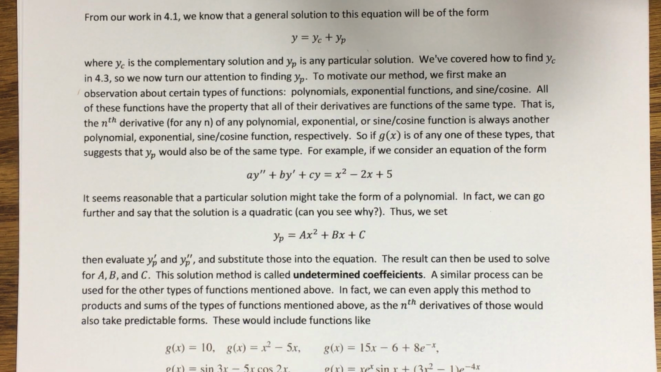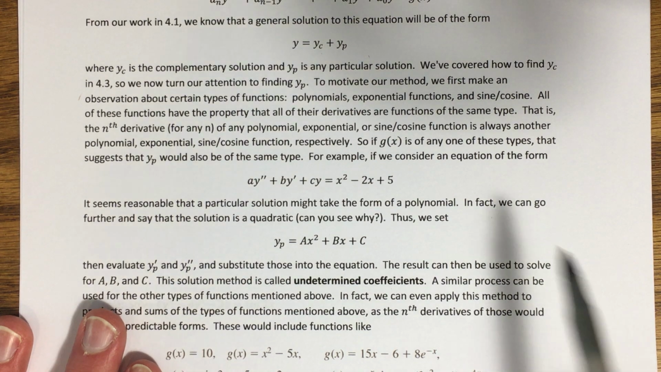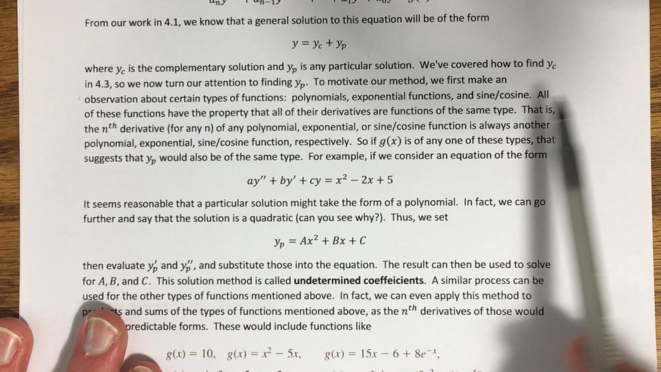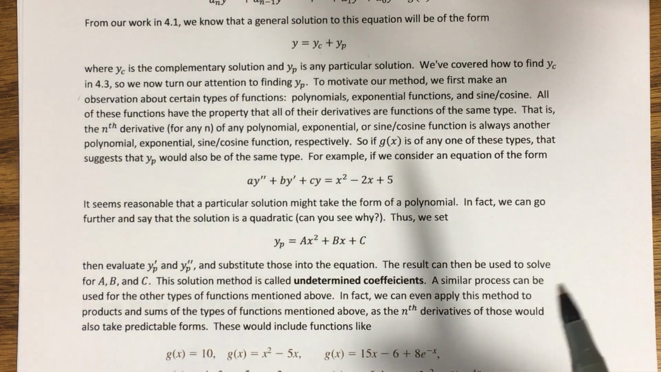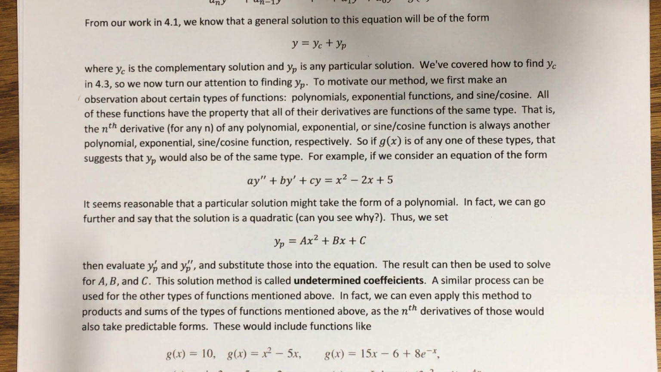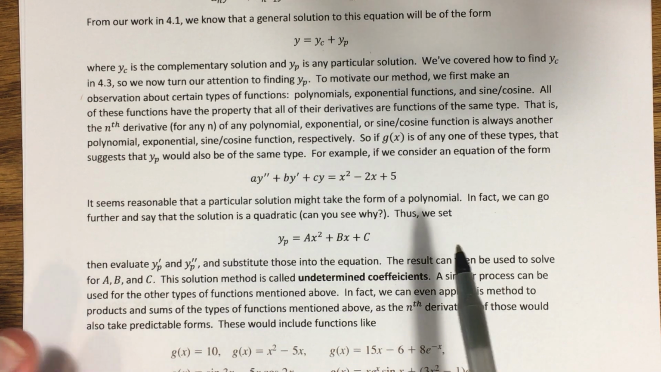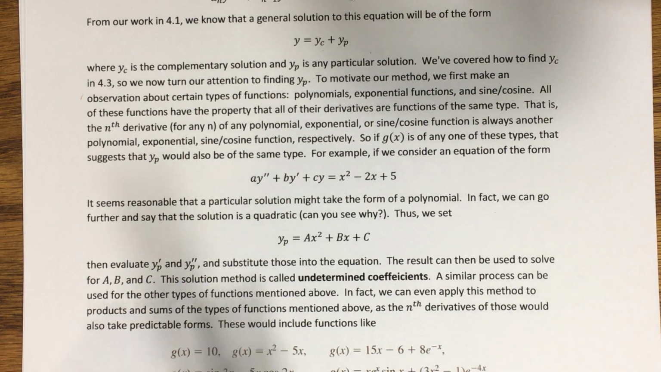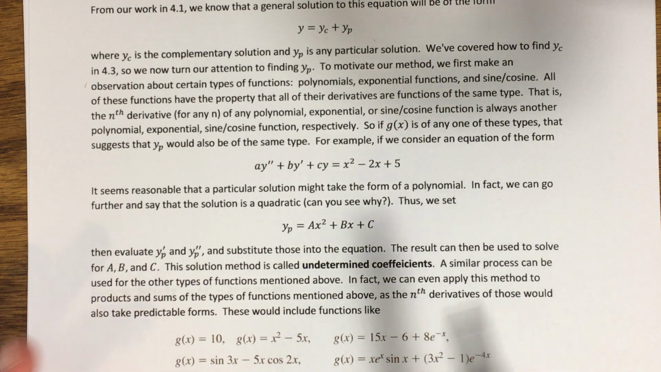And again, this method will work with only specific types of functions. The ones we named up here: polynomials, exponentials, and sines and cosines in particular. But we can actually mix those functions together in a particular way and get other functions that this method will also work for. So for example, any product or sum or mix thereof of these types of functions is also usable as g of x for the method that we're going to talk about here.